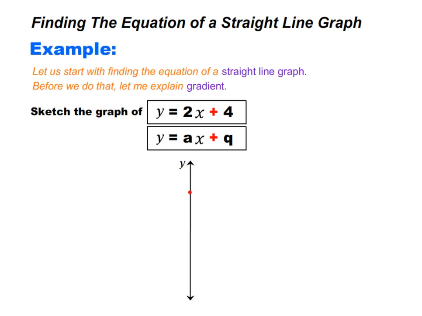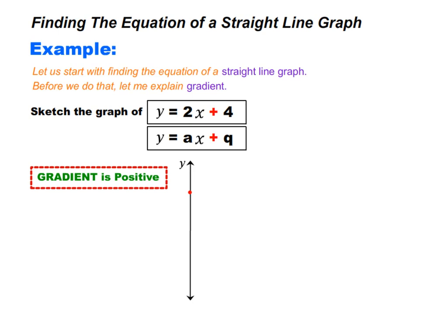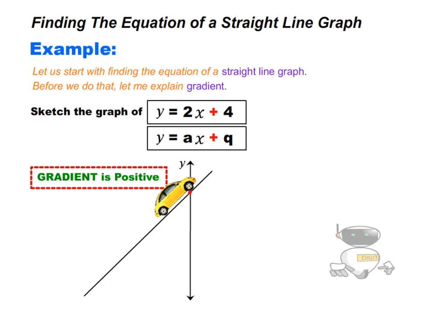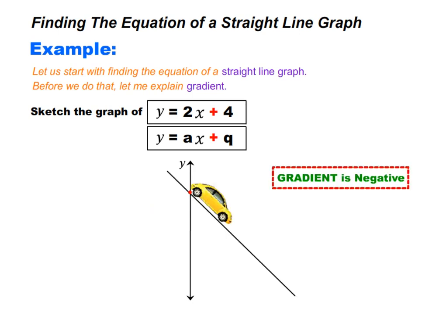Look at the coefficient of x, which is 2. This means a is equal to 2. a is the gradient. If the gradient is positive, our straight line graph will be like this. I have a question, Phoenix. If the gradient was negative, show me how the line will look. If the gradient is negative, your line will slope downwards like this.